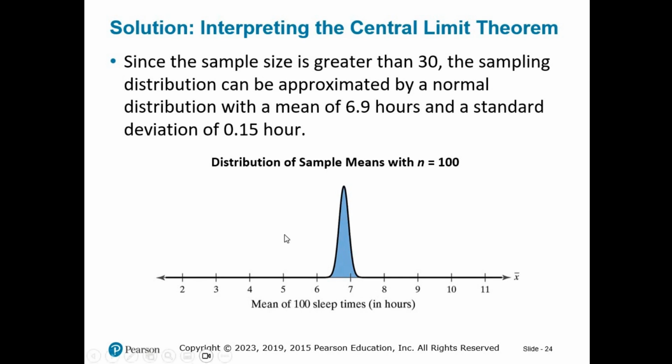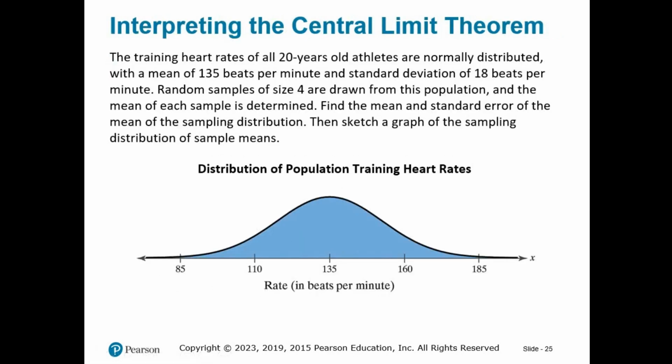Let's do another one. The training heart rates of all 20-year-old athletes are normally distributed, with a mean of 135 beats per minute and a standard deviation of 18 beats per minute. Random samples of size 4 are drawn from this population, and the mean of each sample is determined. Find the mean and standard error of the mean of the sampling distribution. Then sketch a graph of the sampling distribution of sample means.